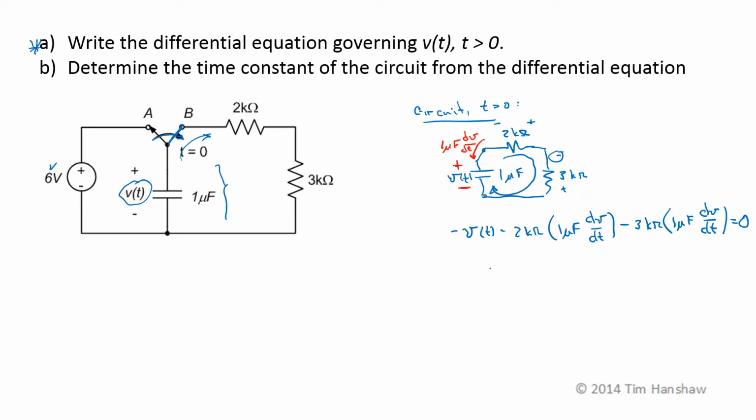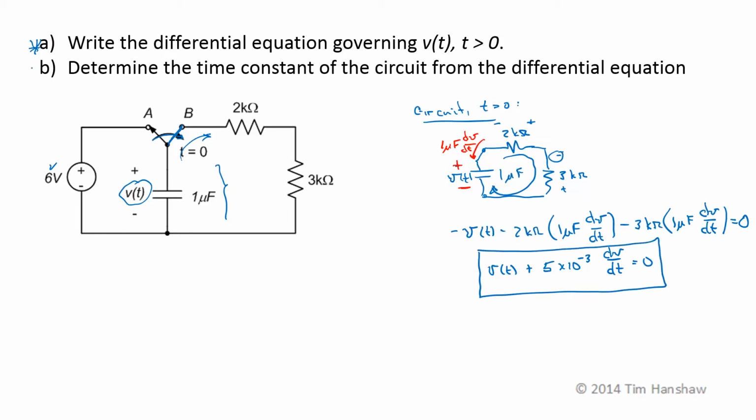Let me change the sign on everything. So I have a V of t, and I have a 2 times 10 to the minus third plus a 3 times 10 to the minus third, which gives me 5 times 10 to the minus third dV by dt is equal to 0. There's my differential equation governing the capacitor voltage.